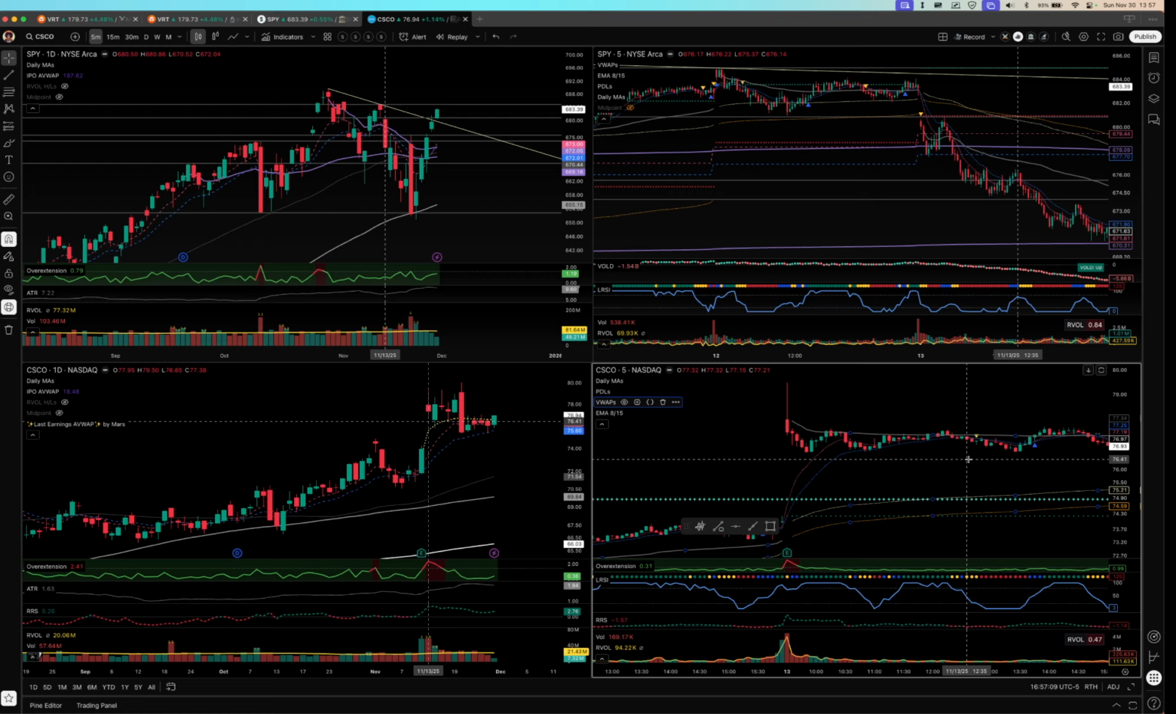So I exited in 2 bursts. I exited about half of the position at 20 cents, and then the other half at about 18 cents. So I think 20 cents was somewhere here, 18 cents was somewhere here, which was an average exit of 19 cents, or a 9-cent overall loss on the position, which is 32%.